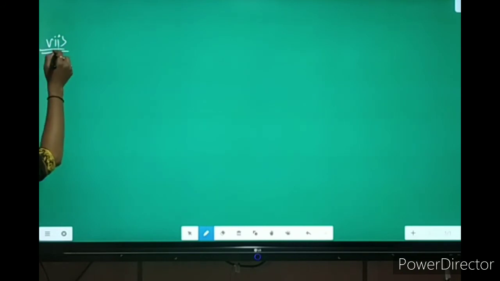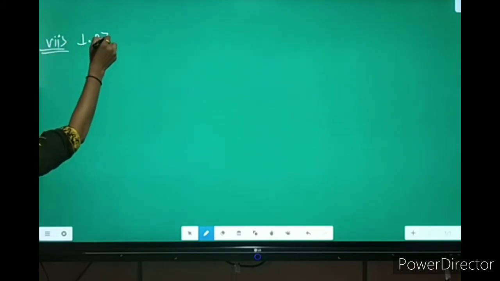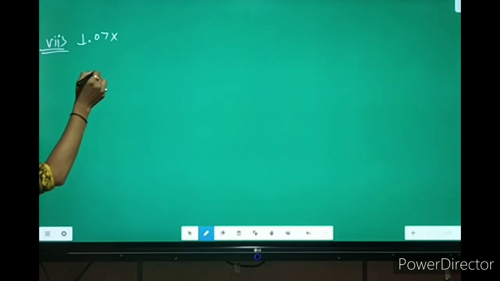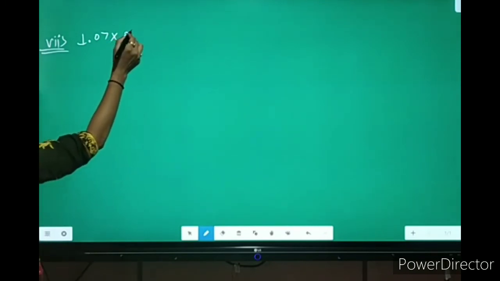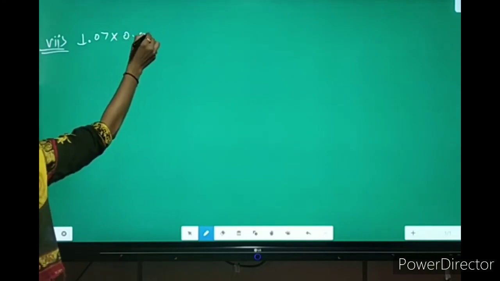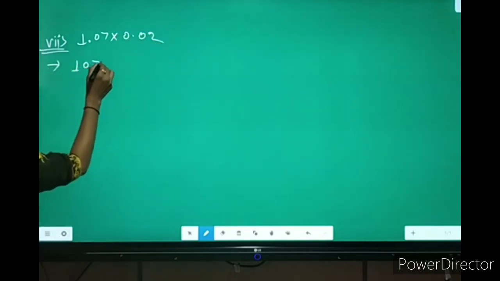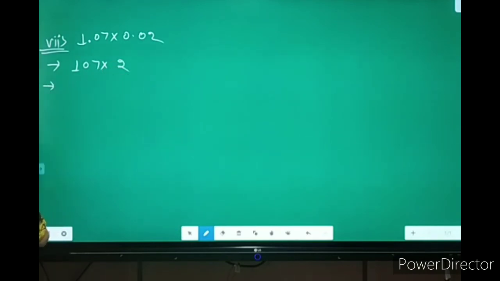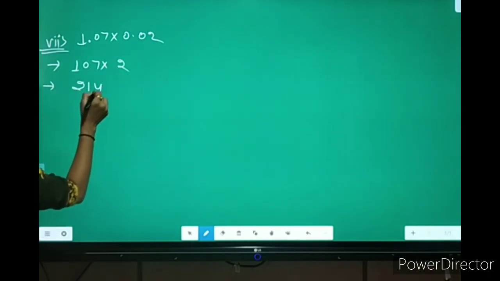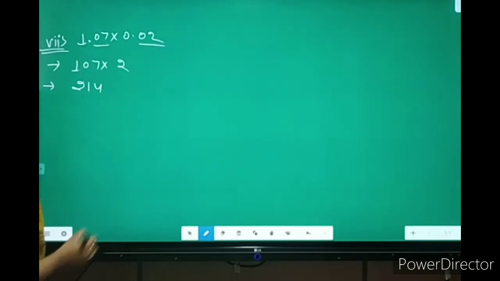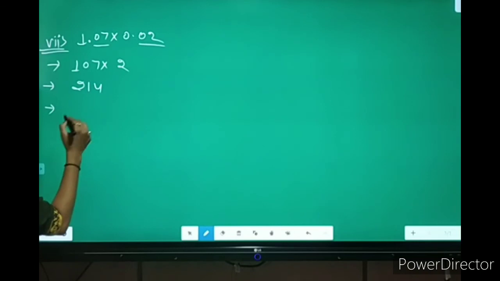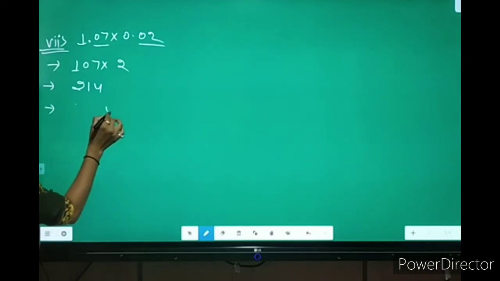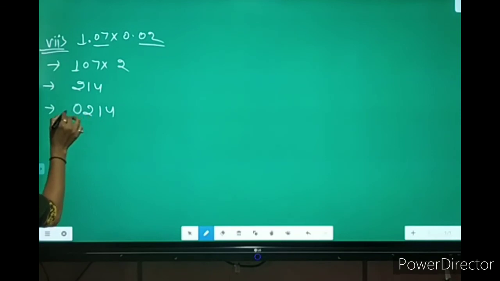Next question is question number 7: 1.07 multiply 0.02. Easily we multiply. There are 2 digits right of the decimal point in each, so point before 4 digits. 1, 2, 3 and 4. So answer is 0.0214.